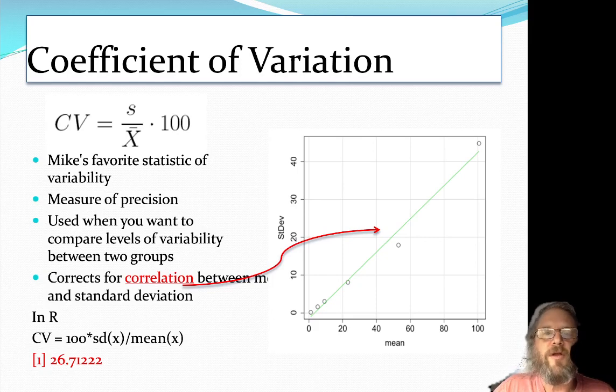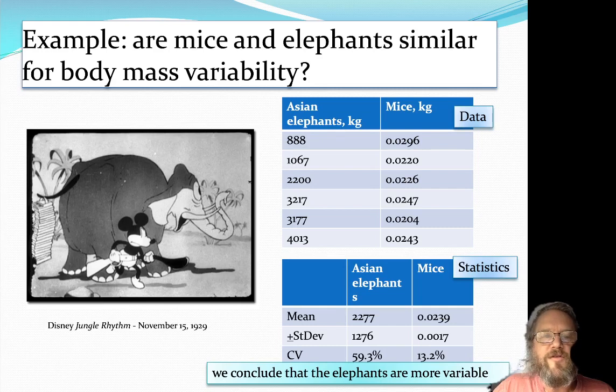All right, so let's apply this. Are mice and elephants similar for body mass variability? Obviously, you know what a mouse is, and a mouse is a pretty tiny animal. It's about 25 grams, whereas an elephant is, of course, much, much larger. And so the mean size is clearly much greater for elephants than it is for mice. So I came up with this little data set. Apologize for the Disney cartoon image from the Jungle Book. It's a picture of a mouse and an elephant.